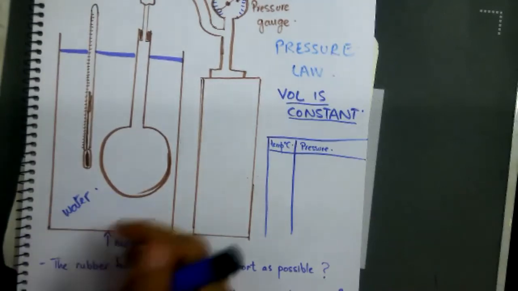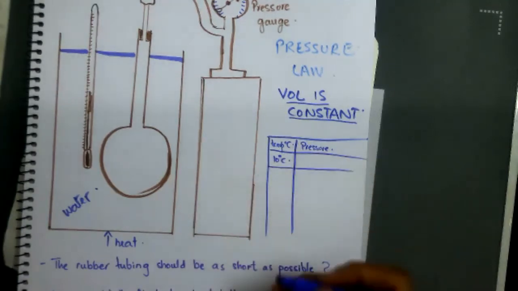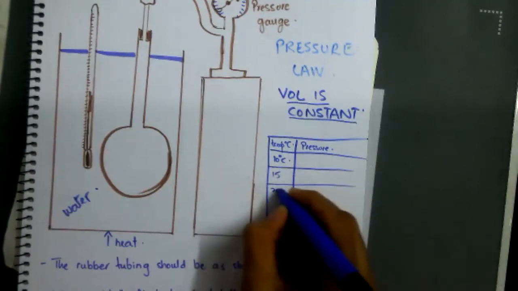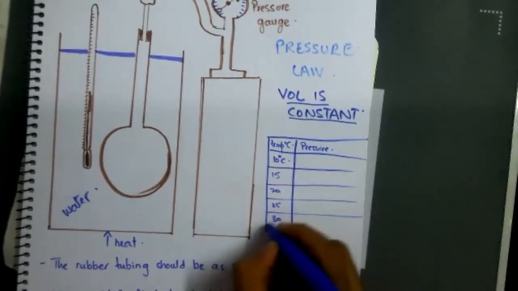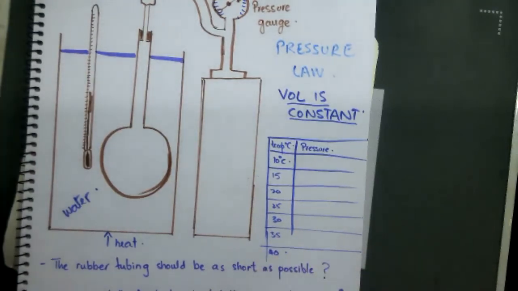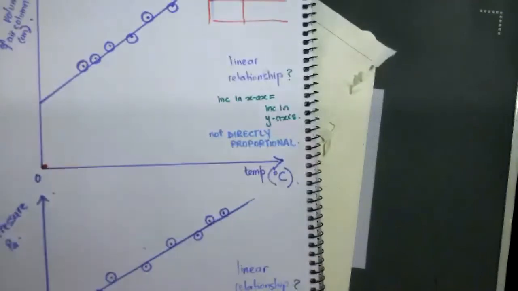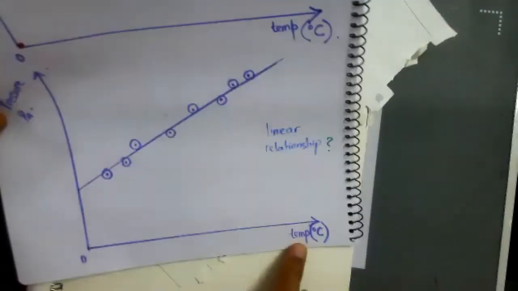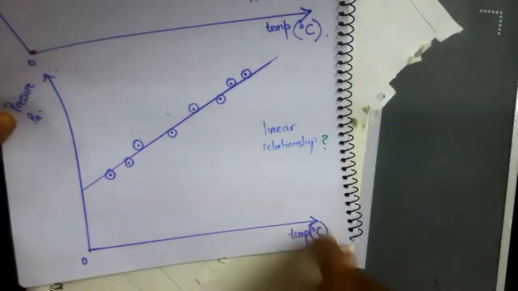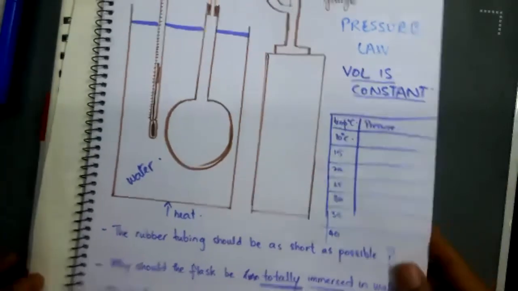So you can start from 10 degrees Celsius, for example, and then increase by 5 degrees Celsius gradually: 15, then 20, 25, 30, 35, 40, and so forth. Then you can plot a graph of pressure against temperature, the one that I just discussed with you. It is a linear relationship if the x-axis is in degrees Celsius. Not directly proportional, but if the temperature is in Kelvin, then yes, it is directly proportional.